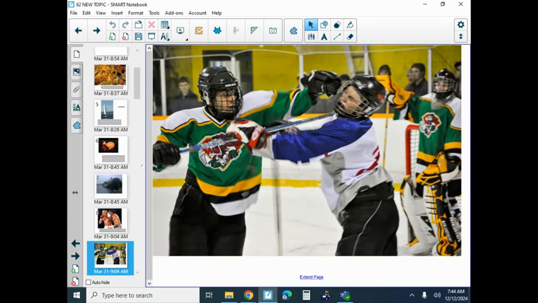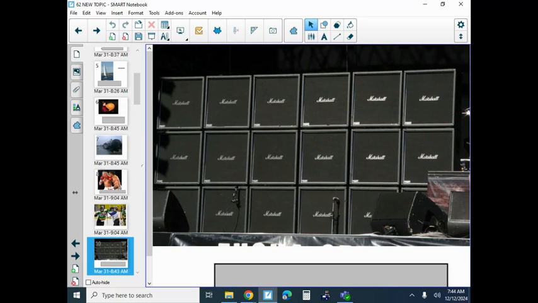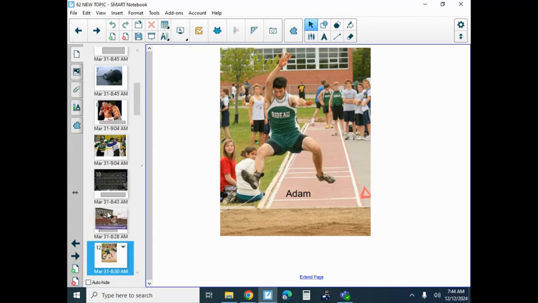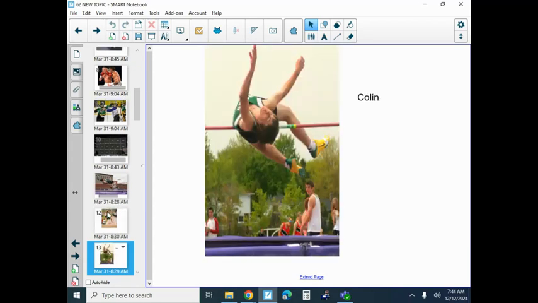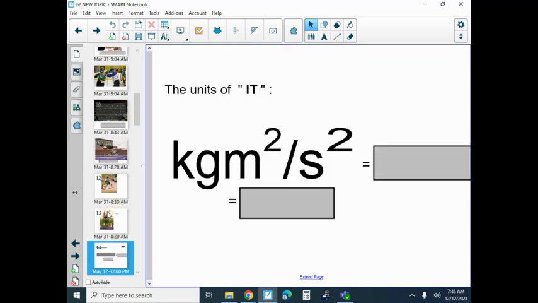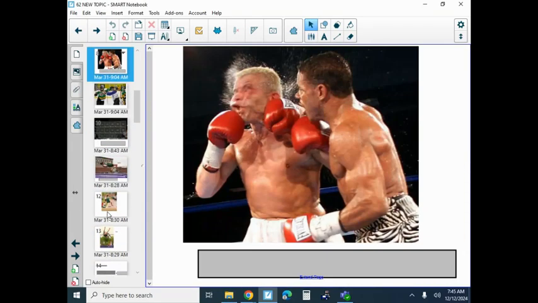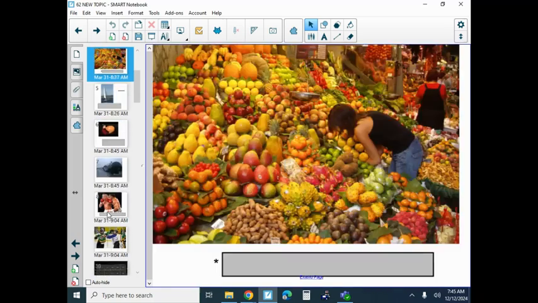All right, a former student, a hockey player, a giant wall of Marshall stacks. A former student high jumping, or not high, long jumping. All these have something in common. The units of the thing we're talking about are kilograms meters squared per second squared, believe it or not. All these different things, to recap here.